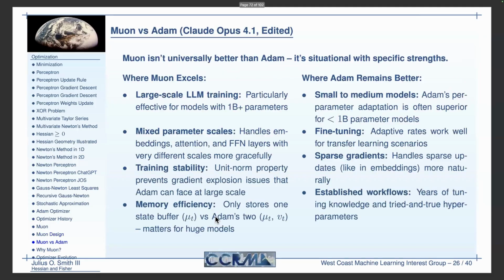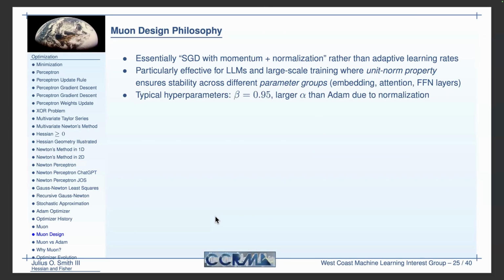Okay, and so you just think of it a little bit differently, and it's particularly effective for LLMs and large-scale training where the unit norm property ensures stability across different parameter groups, such as embedding, attention, and feed-forward layers. So that's the word on this. I have no direct experience here.